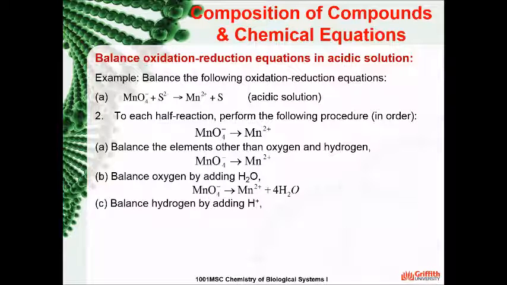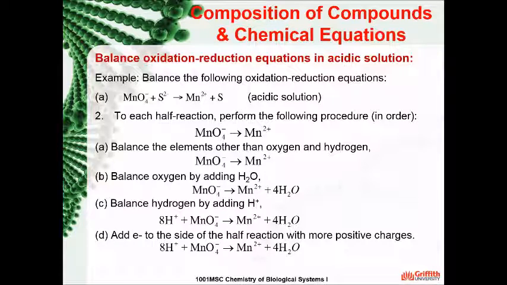Then we need to balance hydrogen by adding H+. There are 8 hydrogen atoms on the right side, so we add 8 H+ to the left side. We then need to add electrons to the side of the half reaction with more positive charges.